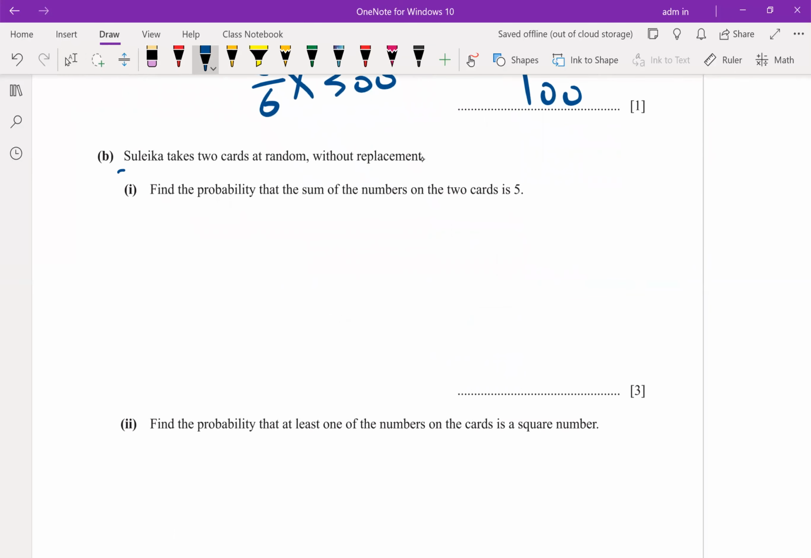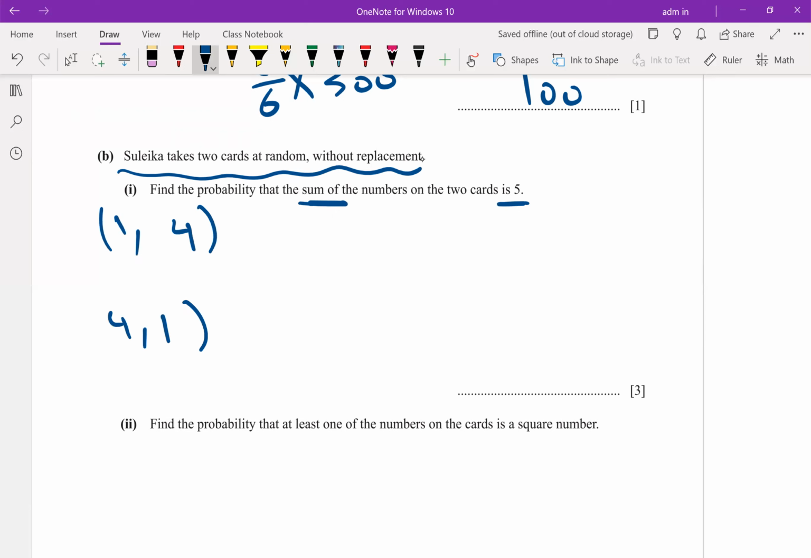Now we'll take 2 without replacement. Find the probability that the sum of the 2 cards is 5. You have to get all the cases which give the sum 5. 1 and what gives 5? 1 and 4, and their permutation will be 4 and 1, right? What else? 2 and 3, and their permutation. That's it.